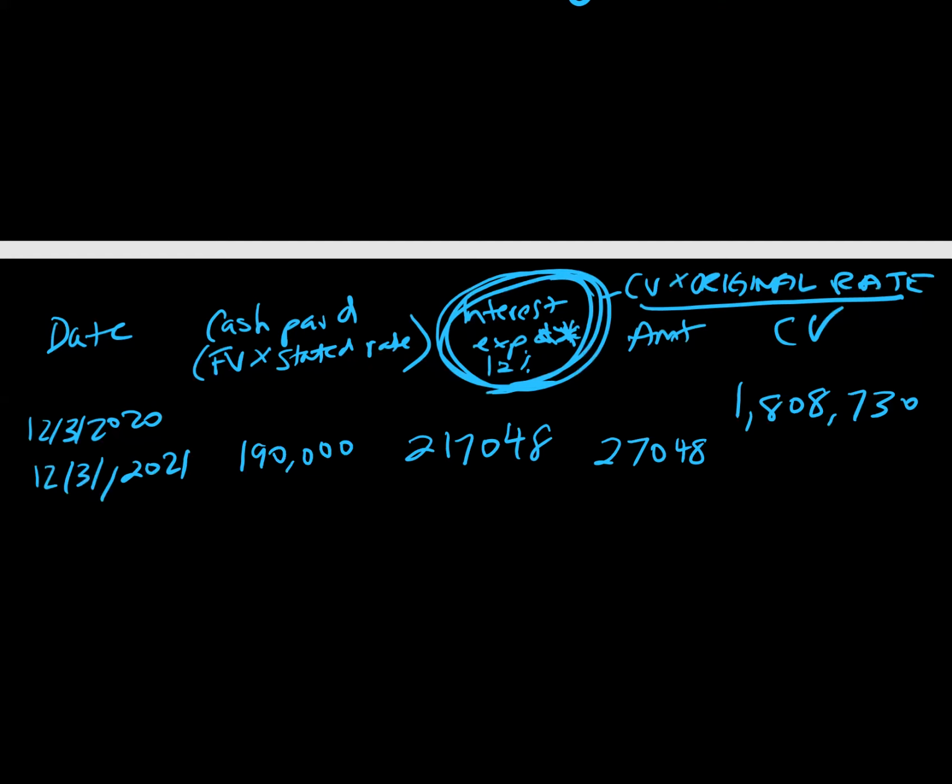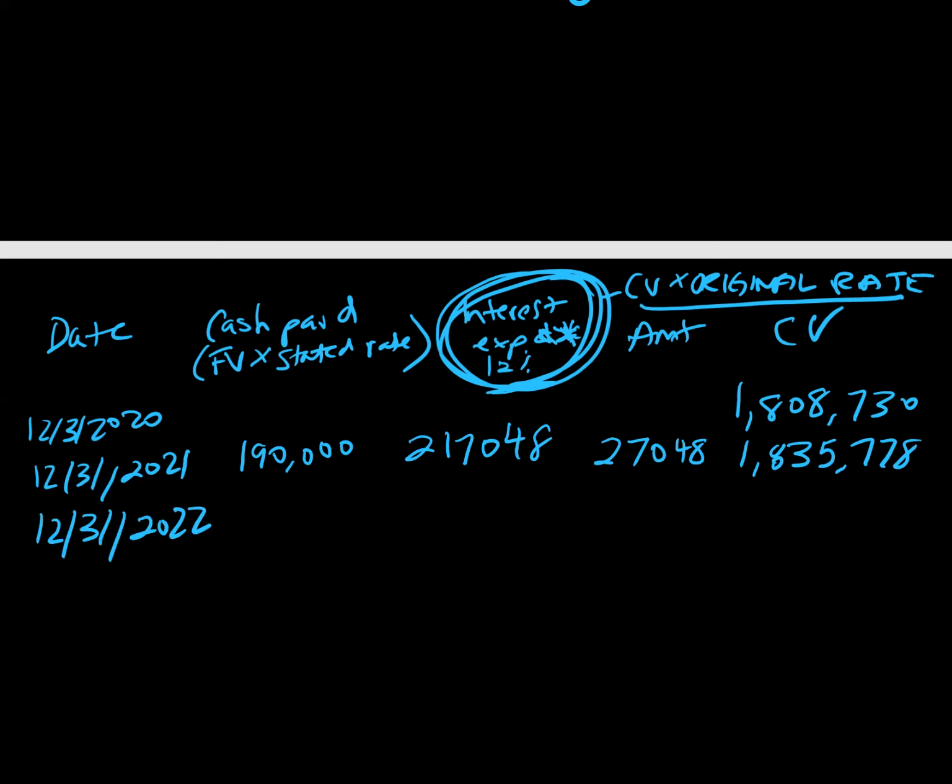So the amortization is always going to be increasing the carrying value. We know that at the end of this schedule, we need to have the debt on our statement of financial position at face value. So we know we need to end the schedule at 1.9 million. So 1,808,730 plus 27,048 is going to be 1,835,778.